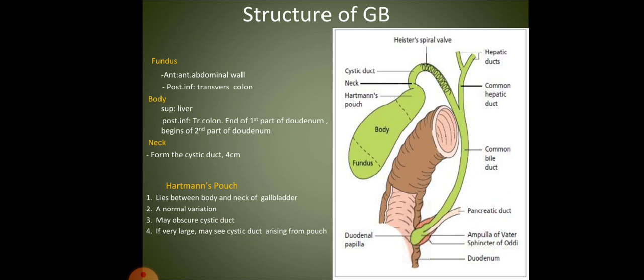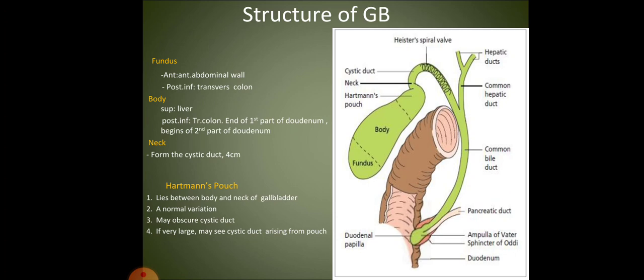Then the body. Body is superiorly related to the liver and posterior inferiorly it is related to the transverse colon and the end of the first part of the duodenum. It begins at the second part of the duodenum. Then the neck. It forms the cystic duct and it is 4 centimeters long.